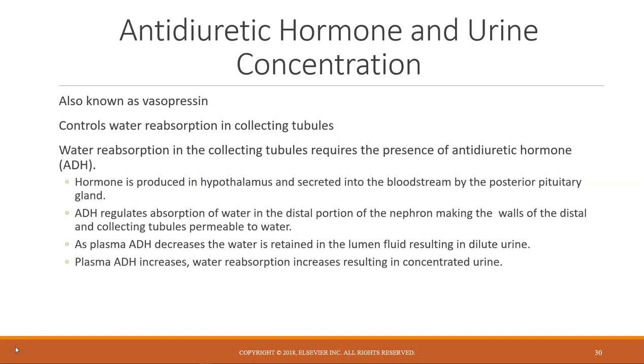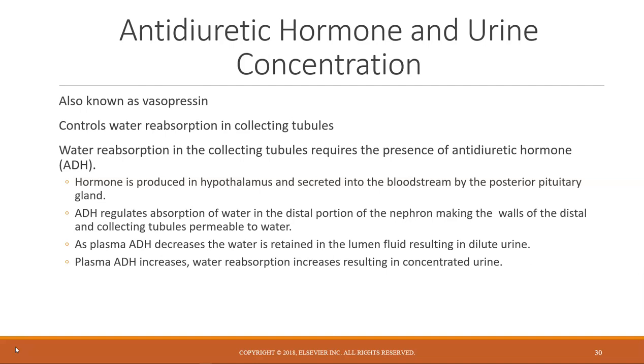Antidiuretic hormone, or ADH, is also known as vasopressin, and it controls water reabsorption in the collecting tubules. So water reabsorption in the collecting tubules requires the presence of ADH. This is a hormone that's produced in the hypothalamus, and it's secreted into the bloodstream by the posterior pituitary gland.